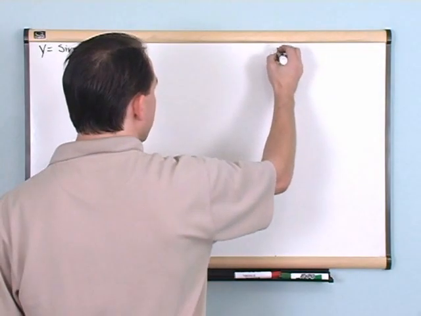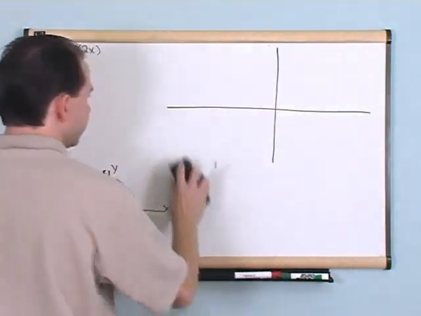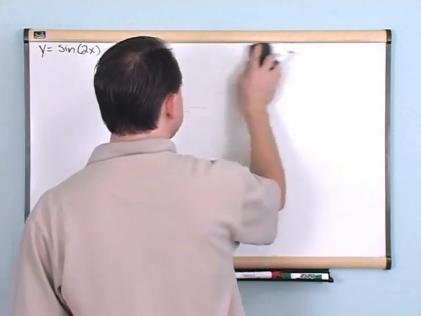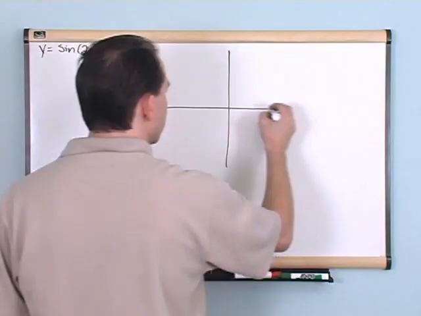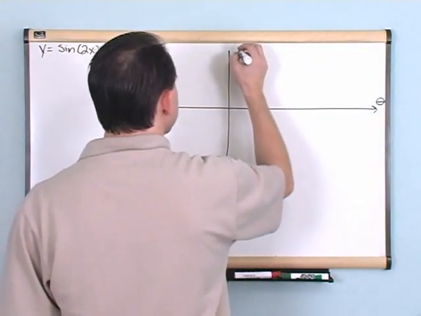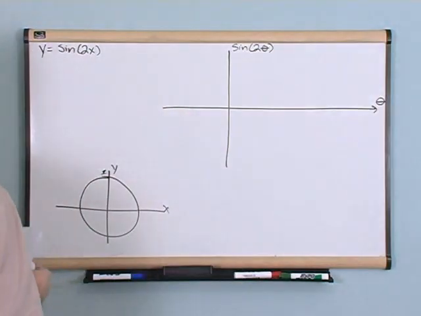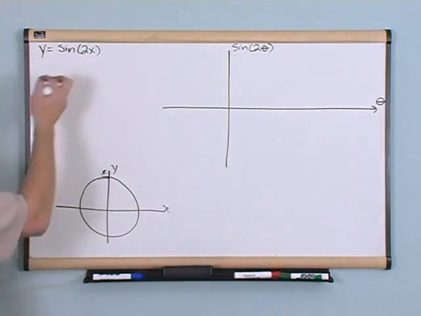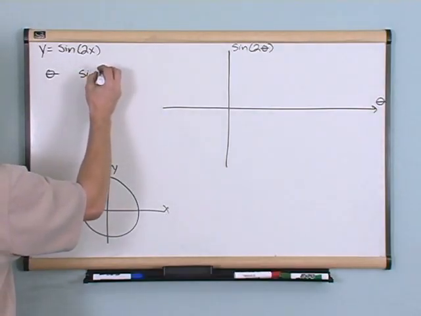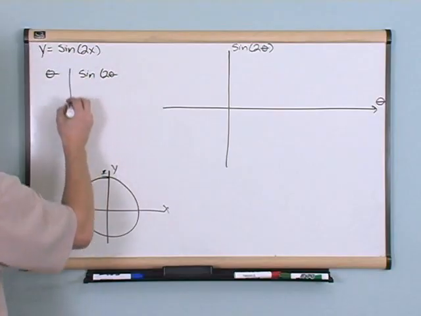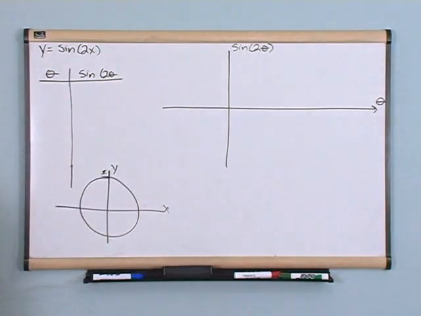The easiest way to do that is to go ahead and draw my coordinate axis. In fact, let's make it even bigger. Let's move it over here a little bit. This is theta. This is sine of 2 times theta. Okay? The easiest way to do this is to make a little chart here. Theta and sine of 2 theta. That's the easiest way to do this right here. Okay? And then we can go ahead and plot a period.